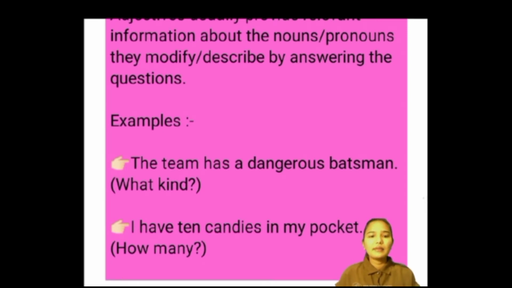Now, I have 2 candies in my pocket. It is telling the exact number of candies in her pocket, the number of candies she has. So that is how it describes or modifies the noun.